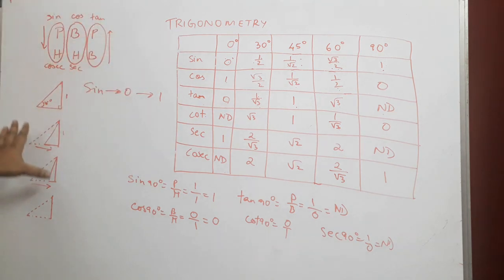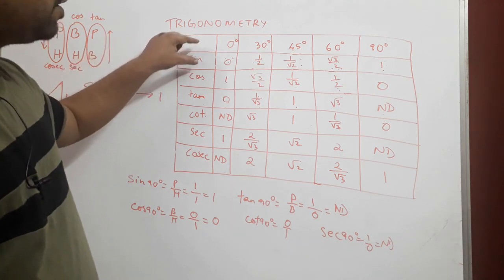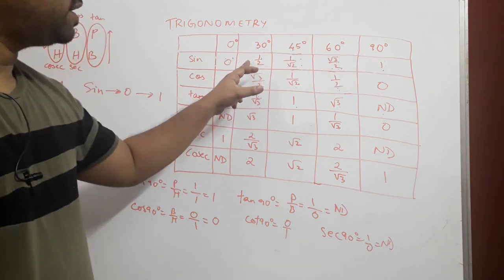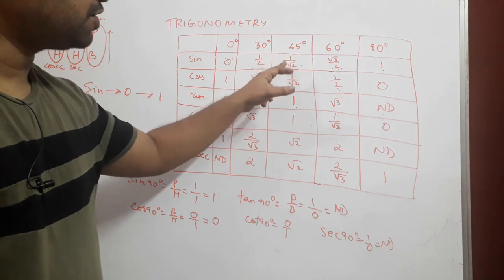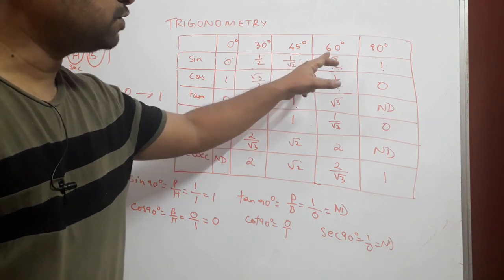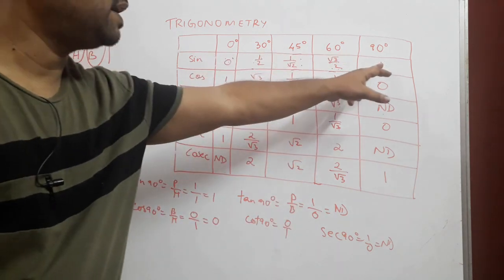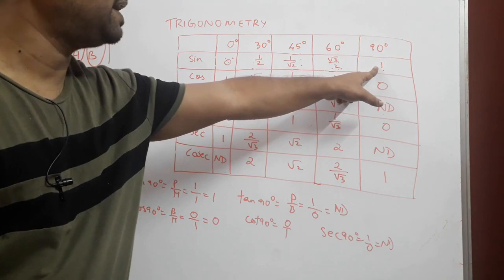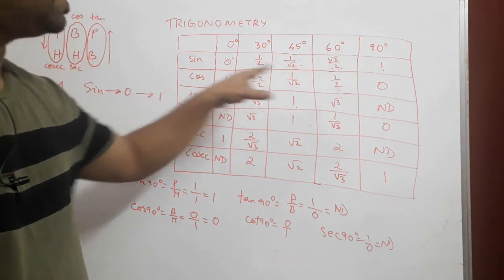If you are not going to find it out using the triangle, just at least remember sine first. It begins from 0, ends with 1: 0 to half, half to 1 upon root 2, then root 3 upon 2, and finally 1. And once you have this, for cos, it begins from where it ended at sine: 1, root 3 upon 2, 1 upon root 2, half, and 0, it will end there.